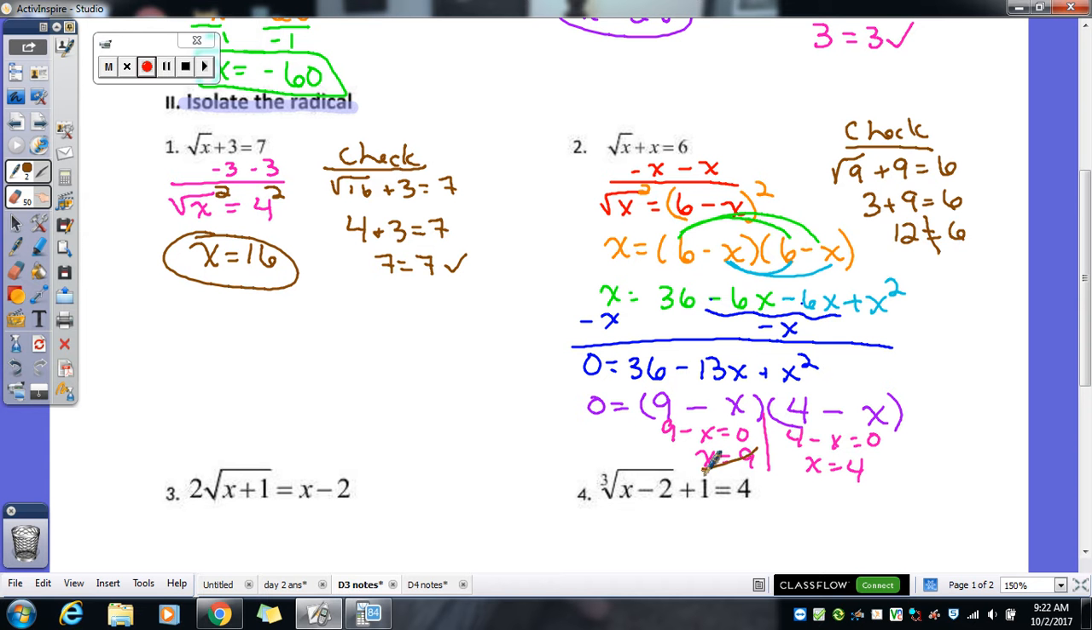Then if we check our 4, so the square root of 4 plus 4, we're going to see if that one gives us a 6. So I get 2 plus 4, which in fact does equal 6. So we get 6 equals 6 for that one. So the only one we keep from that answer is x equals 4.